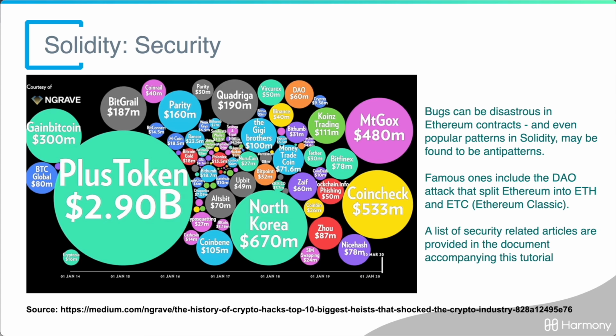There's a list of security related articles at the end of this document and the accompanying tutorial. I do suggest you read it, because it talks about security, the mindset of writing smart contracts, and tools that you can use to make sure that your smart contract is resistant to a lot of the common attacks. If you want to read more about the different hacks, just hop over to the history of crypto hacks from this Medium article, and it will talk about all the different hacks and all the different exploits that have happened since, I guess, the start of time.